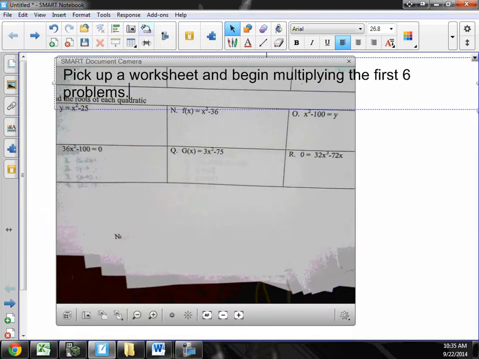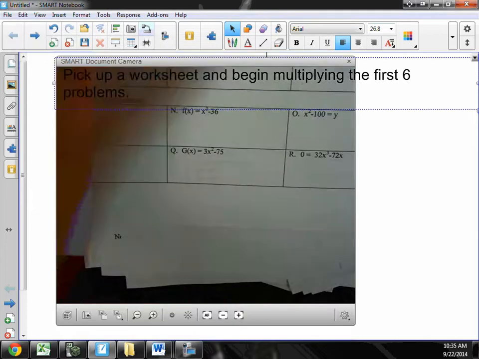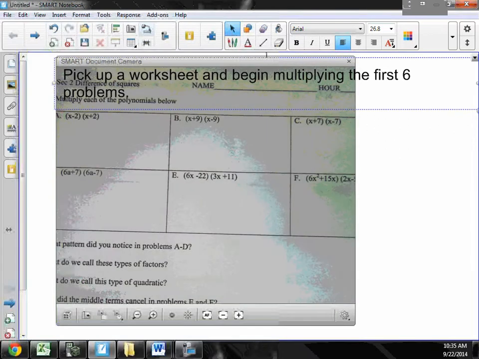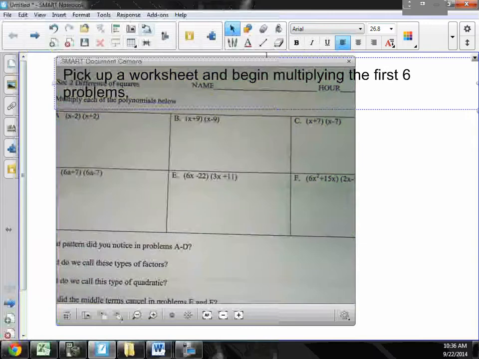Okay, so if you look at the first page, A through D were all very similar. What happened in all of the problems A through D? What's that? The same thing happened in each of them. The middle term canceled out, right. So that's the answer to that question underneath. The middle term canceled.